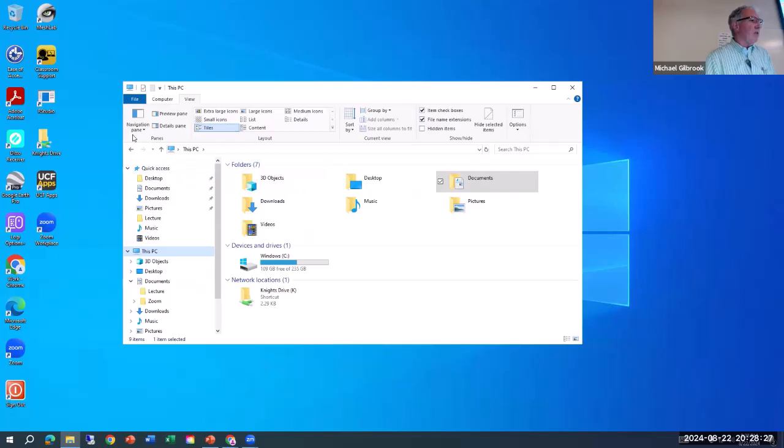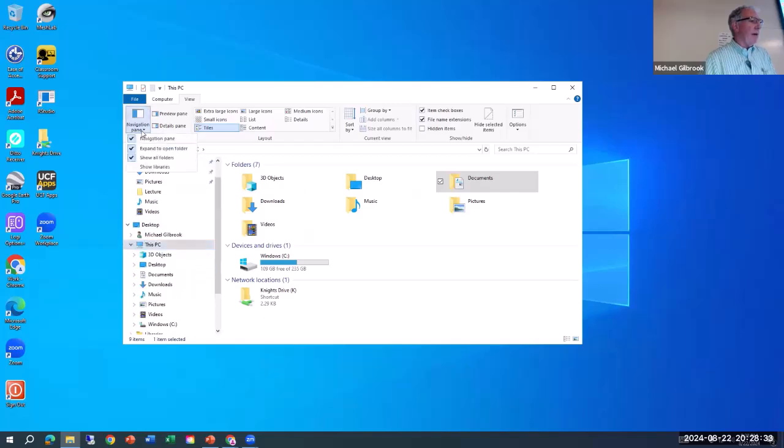Okay, great. Let's all go to navigation pane and turn on expand to open folder and show all folders and show libraries. So now when you look at the navigation pane, you should have all those guys turned on. How are we doing? Everybody got that?